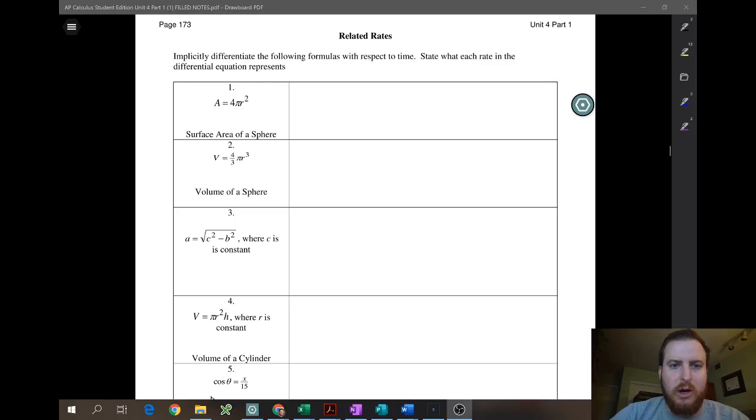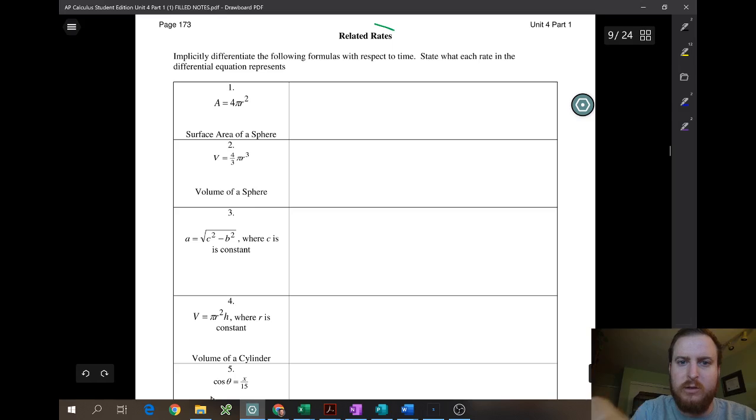So today's lesson is honestly probably the most difficult, challenging, thinking-wise lesson in all of AP Calculus, and if you ask someone who's taken AP Calculus, one of the things they'll tell you is that the hardest was related rates. So it's something that we really need to focus on today.